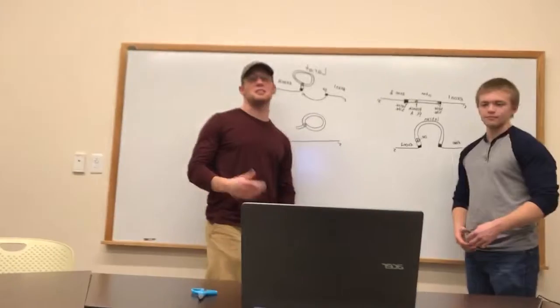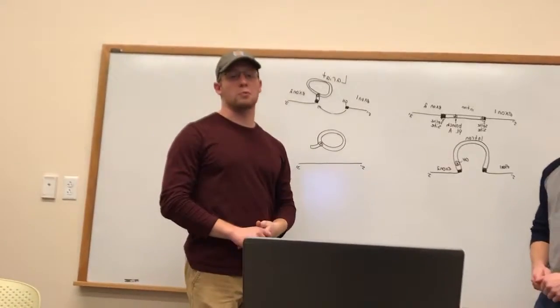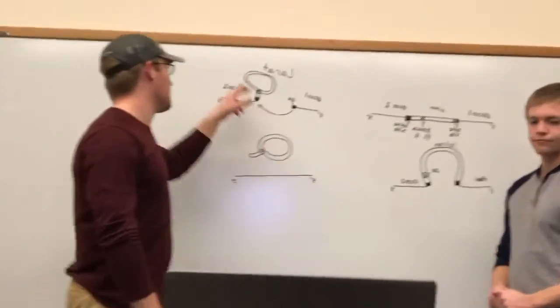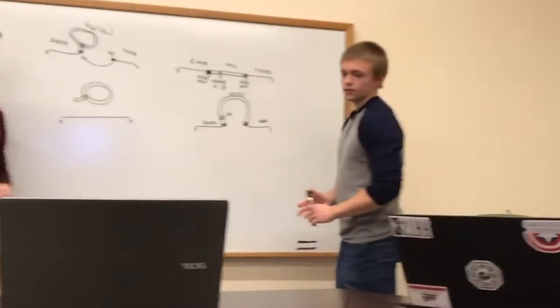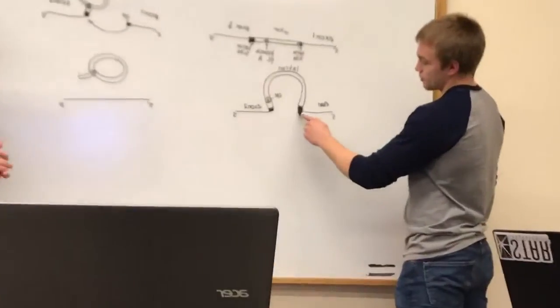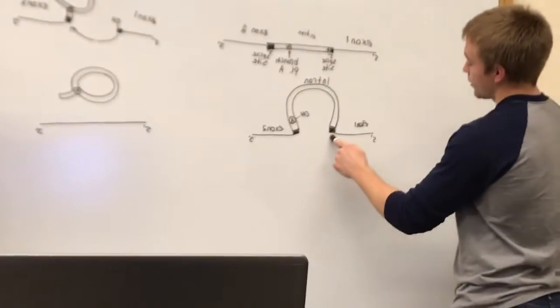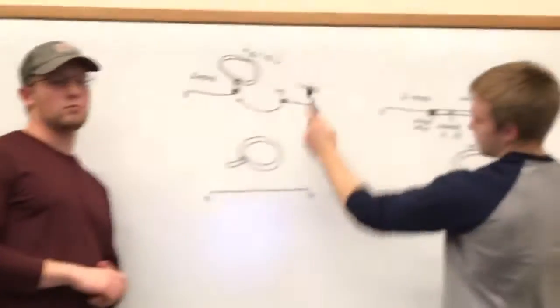So you guys said something about lariat forming. What's up with that? Yes, that's right, Travis. The lariat forms when branch point A attacks the 5' splice site, and it kind of looks like a lasso, as you'll see later on. During this, the phosphodiester bond seen here is broken, and the OH group from branch point A is brought to the 5' splice site, as you can see here.